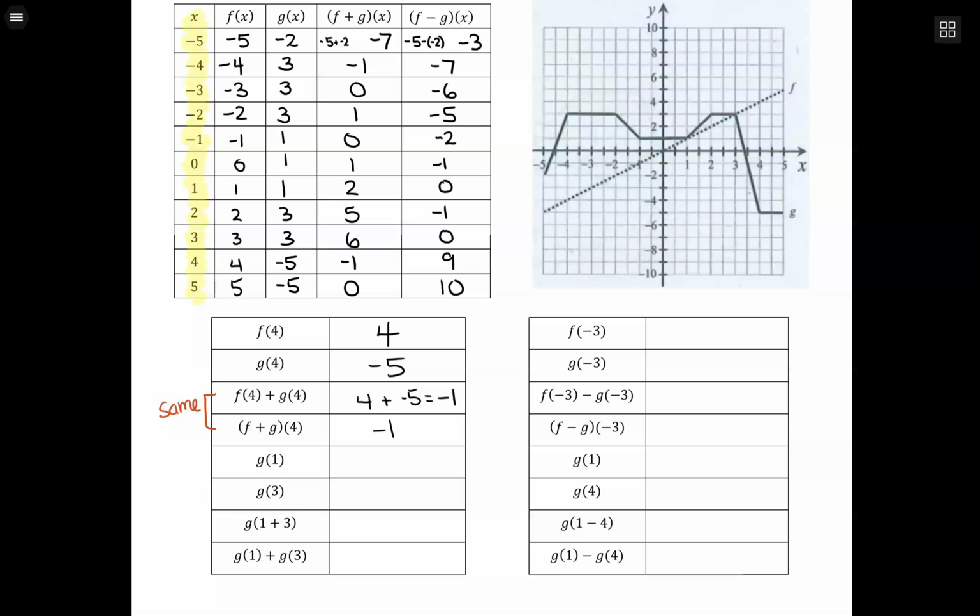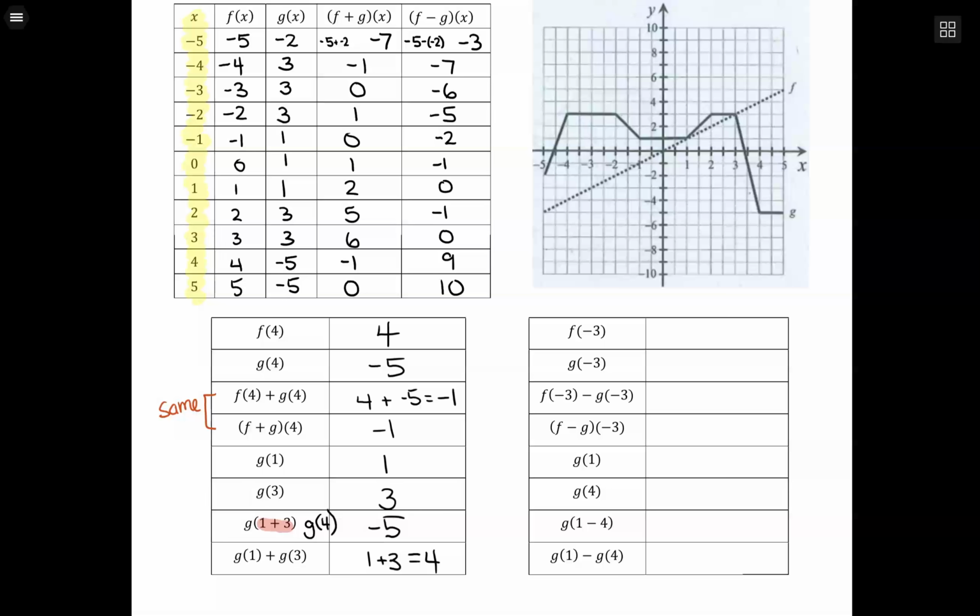G of 1 will give us 1, g of 3 gives us the 3. G of 1 plus 3, be careful with this one. This is that case where you can actually simplify first, that this is really just asking for g of 4. So if you have addition of the input values, carry out that addition or subtraction first. So g of 4, if you plug in x equals 4, g of x gives us a negative 5.